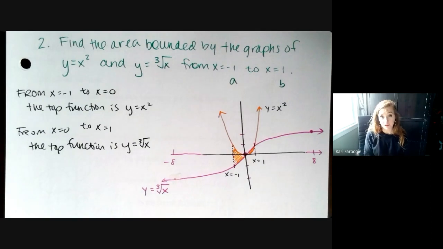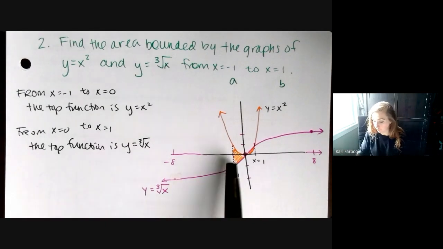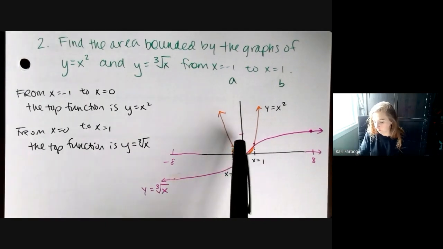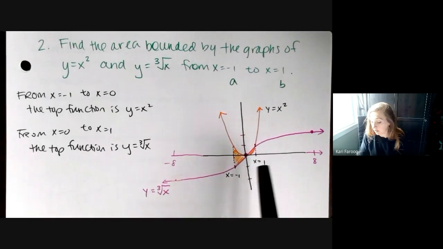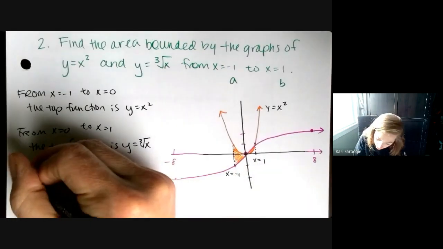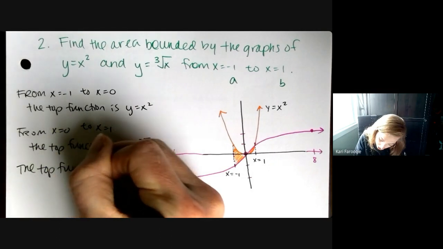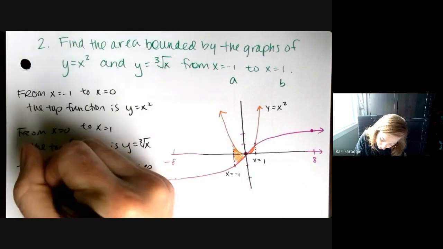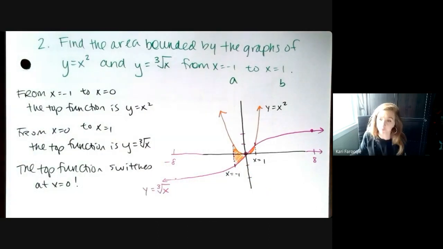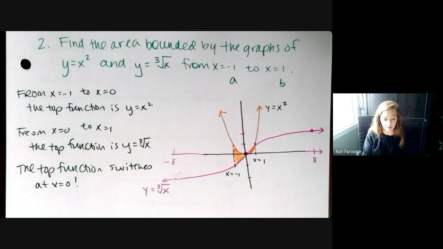So this is one thing you really need to look out for, and this is another reason why it's really important to sketch these, because if we're taking the top minus the bottom, I can't just say, okay, well, I'm just looking for the integral from -1 to 1 of x squared minus the cube root of x, because that's not going to give me the area, because I need to take top minus bottom, and the top function changes. The top function switches at x equals 0. So that's what's unique about this problem.